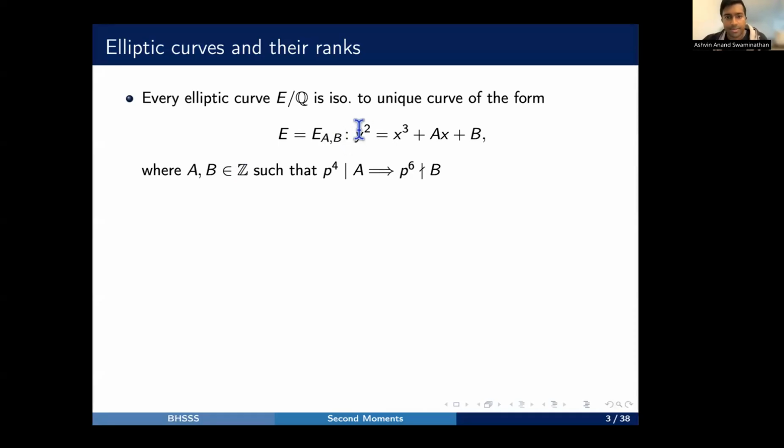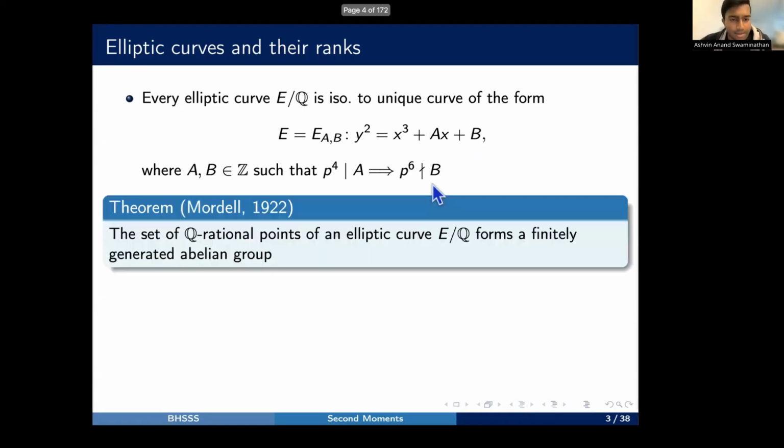The equation is of the form y squared equals x cubed plus ax plus b, where a and b are integers that are minimal in the sense that if p is a prime that divides a to degree 4, then p cannot divide b to degree 6. Because every elliptic curve has this nice form, a natural question you might ask is, what is the set of rational points on the curve? And in this regard, we have the well-known theorem of Mordell, which states that the set of Q rational points on an elliptic curve over Q forms a finitely generated abelian group.